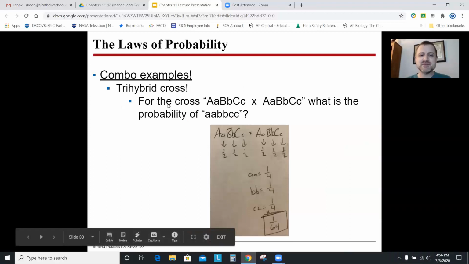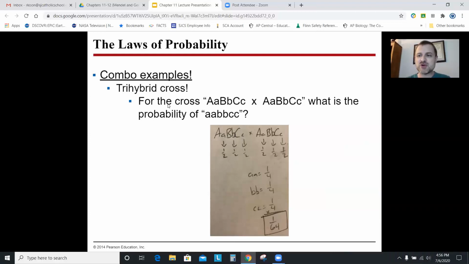It's actually not. A tri-hybrid cross would be, gosh, an 8x8 box, and we're never going to do an 8x8 box. That's just crazy. So we're going to do this question using the rules of probability. For the cross, big A, little a, big B, little b, big C, little c, crossed with itself, what is the probability of getting little a, little a, little b, little b, little c, little c?